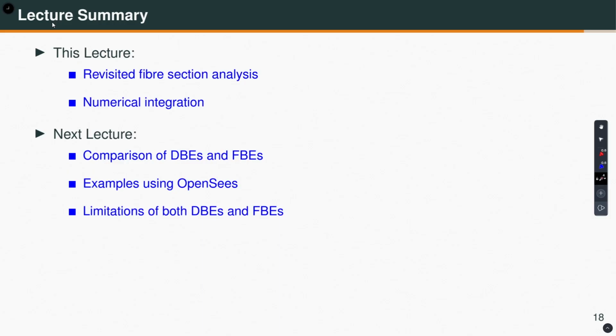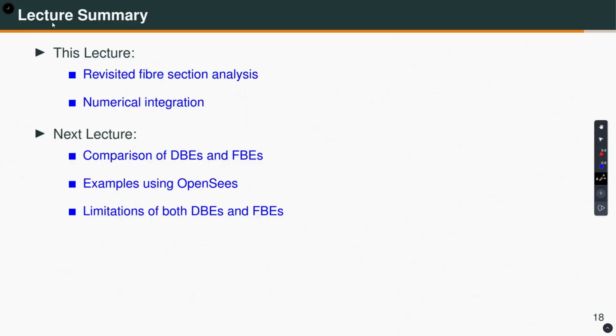Okay. So, that brings us to the conclusion of this lecture. So, in this lecture we have revisited the fiber section analysis and we have talked about numerical integration. We have talked about two schemes, one is Gauss-Legendre, the other one is Gauss-Lobatto. In Gauss-Legendre you do not have integration points at the ends of the elements, whereas in Gauss-Lobatto you always have two integration points at the ends of the element. Gauss-Lobatto is less accurate compared to Gauss-Legendre for the same number of integration points.